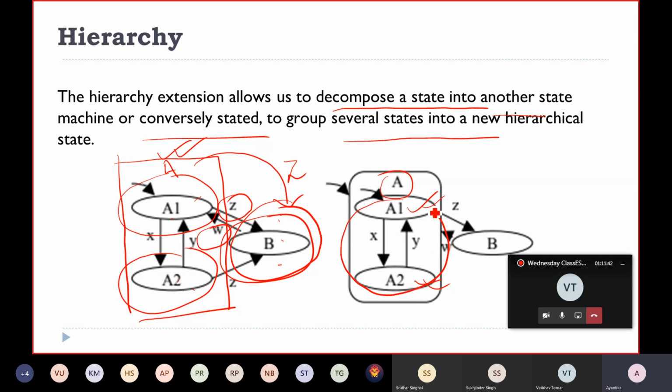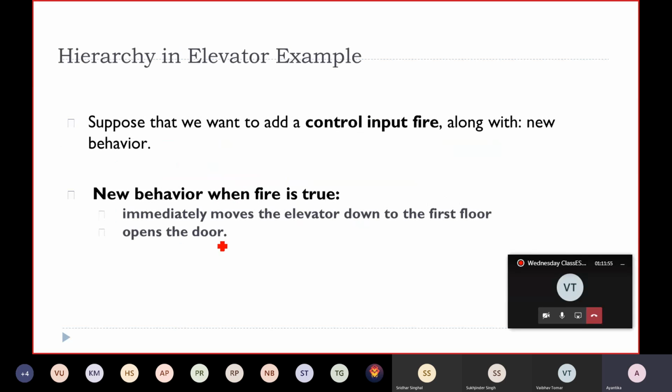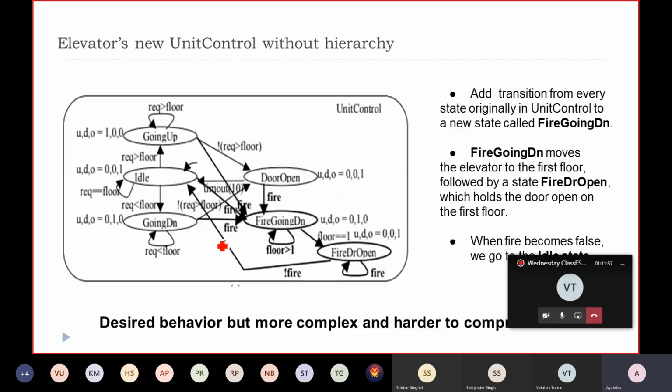Where we are decomposing a state into another state machine. This is another state machine. We are decomposing the state A, or we are grouping some states into a new hierarchy, and that way we are defining hierarchical state machines.